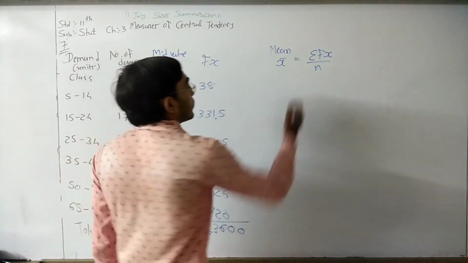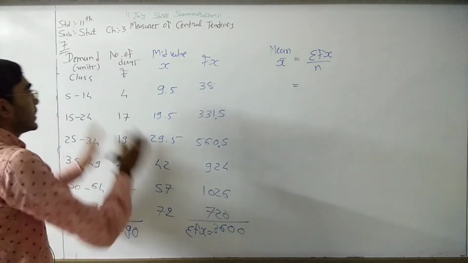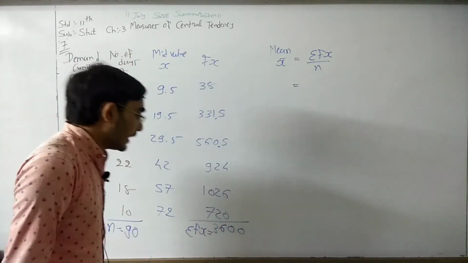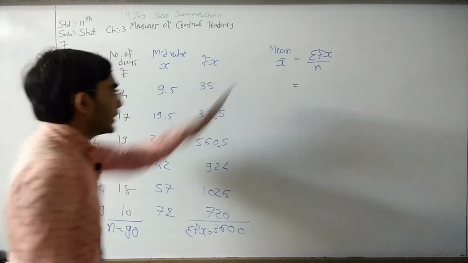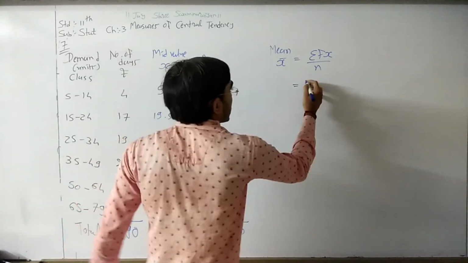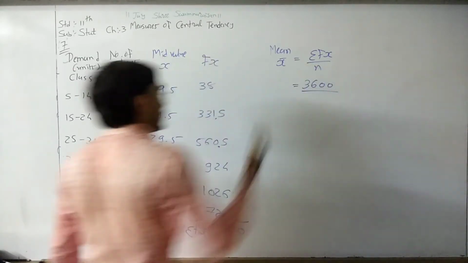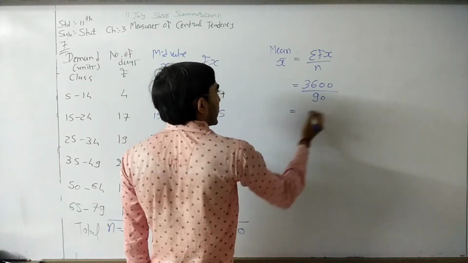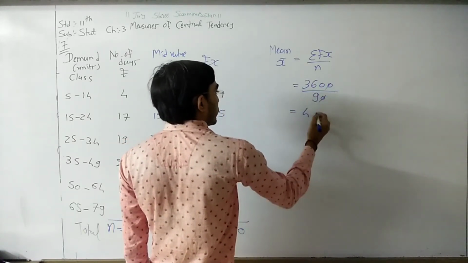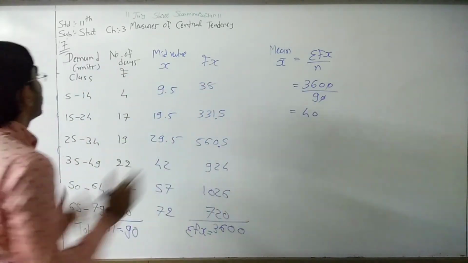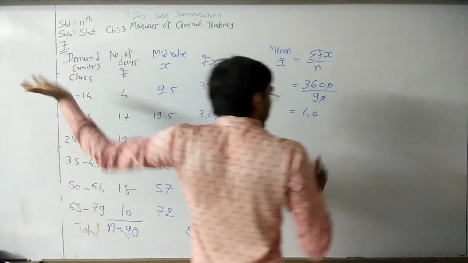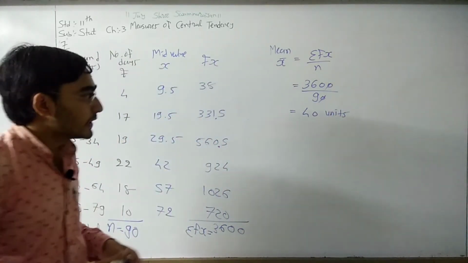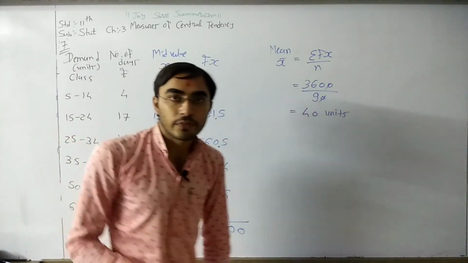Okay, so now sigma fx. Here we just add these numbers. If you use your calculator, you will get the answer 3600, right? So now sigma fx 3600 divided by n. Your n is 90, so divided by 90, 9 4s are 36, so you will get the answer 40. 40 is your mean, and the unit is units only, so 40 units. Okay, so mean demand is equal to 40 units.